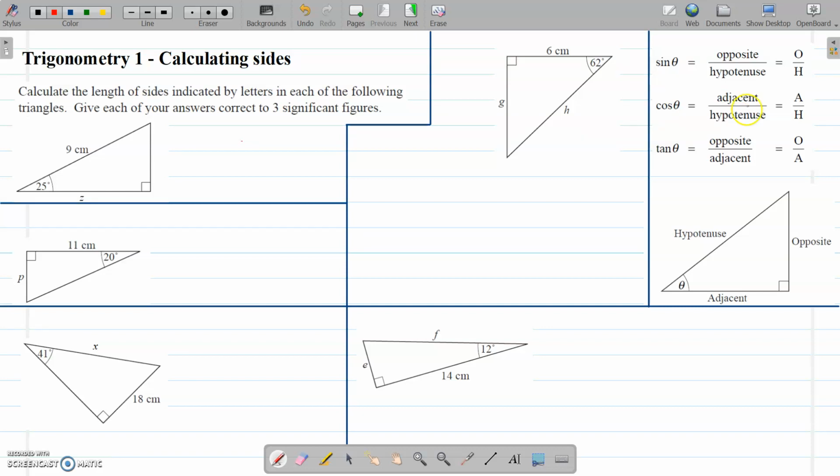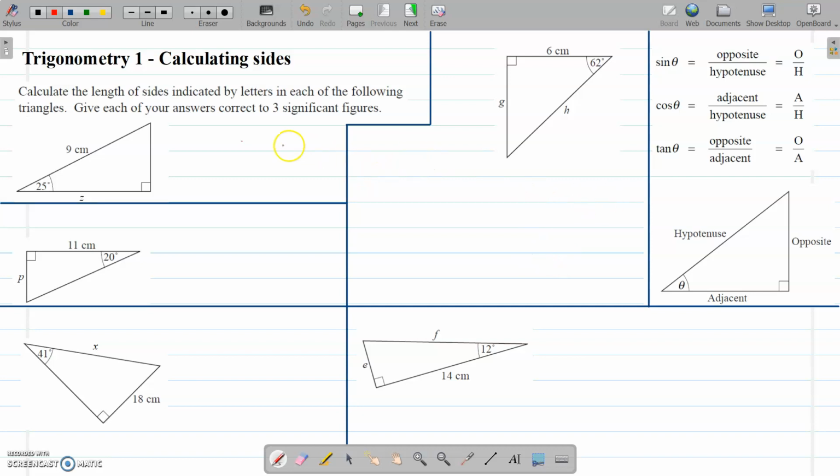Okay, we have the trig ratios, the trigonometric ratios, sine, cosine and tangent, defined in terms of opposite, adjacent and hypotenuse. The hypotenuse of a right angled triangle is the side that is the longest, and it's the one opposite the right angle. The adjacent is the one next to the angle that you're concerned with in the question, and the opposite side is the one furthest away from the angle you're talking about in the question.